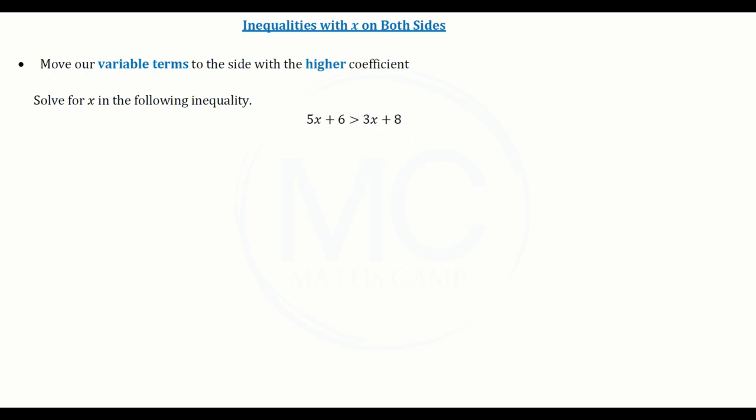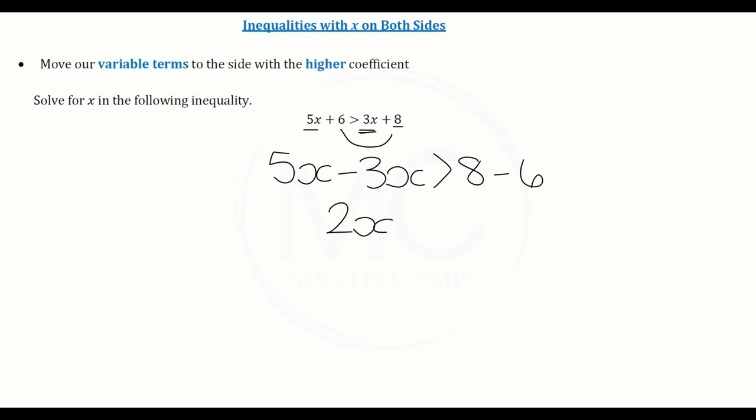Let's do another one. 5x plus 6 is greater than 3x plus 8. We have an x term. 5 is higher than 3, so we're going to leave 5x where it is. Let's move our 3x across, and we get negative 3x is greater than the 8, which is already on the right. Then we're going to move our 6 across, and we say negative 6. 5x minus 3x is 2x, is greater than 8 minus 6, which is 2.